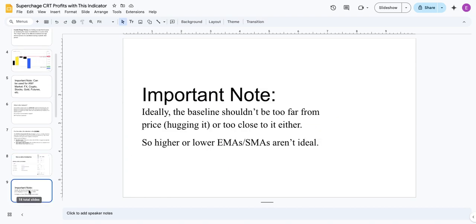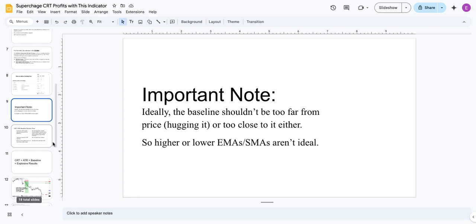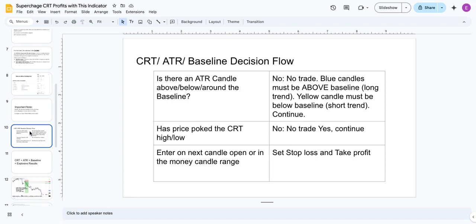It is important to note, though, that if you choose to experiment with different EMAs or SMAs, you don't want the baseline to be too far or too close to the price. You don't want it to hug the price. You're going to get a lot of false signals, a lot of closes around the baseline. But it shouldn't be so far away, like an 800 EMA, where price is pretty much never touching it. So you kind of have to find a happy middle. We'll explore other baselines on this channel as well, but this is the first one that I've found that works pretty well.